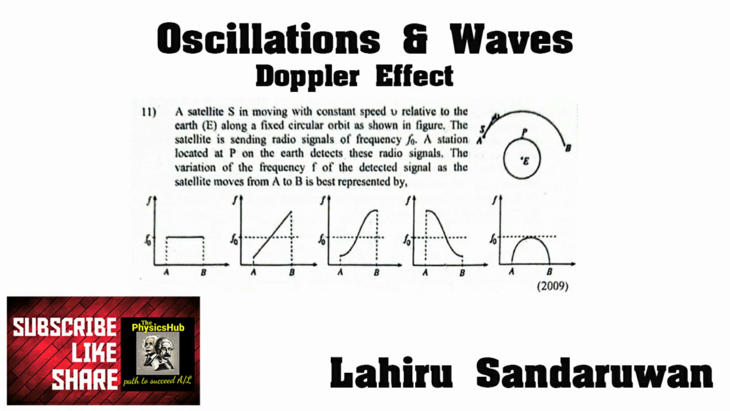Satellite S is moving with constant speed v relative to the Earth along a fixed circular orbit as shown in the figure. The satellite is sending radio signals of frequency f0. A station located at point P on the Earth detects these radio signals. The variation of the frequency f of detected signals as the satellite moves from A to B is best represented by.